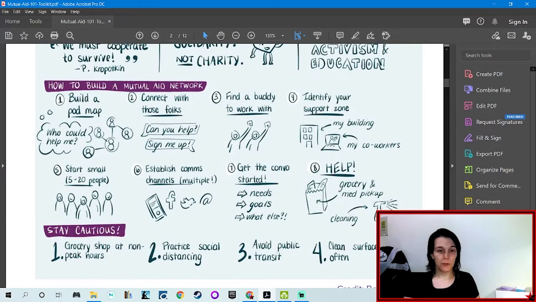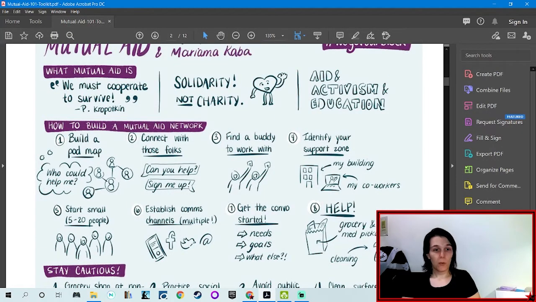So getting back to the document itself, what is mutual aid? First thing we find is a quote from Kropotkin. "We must cooperate to survive. Solidarity, not charity. Aid and activism and education." And so this is kind of a good representation of some of the basic ideas.